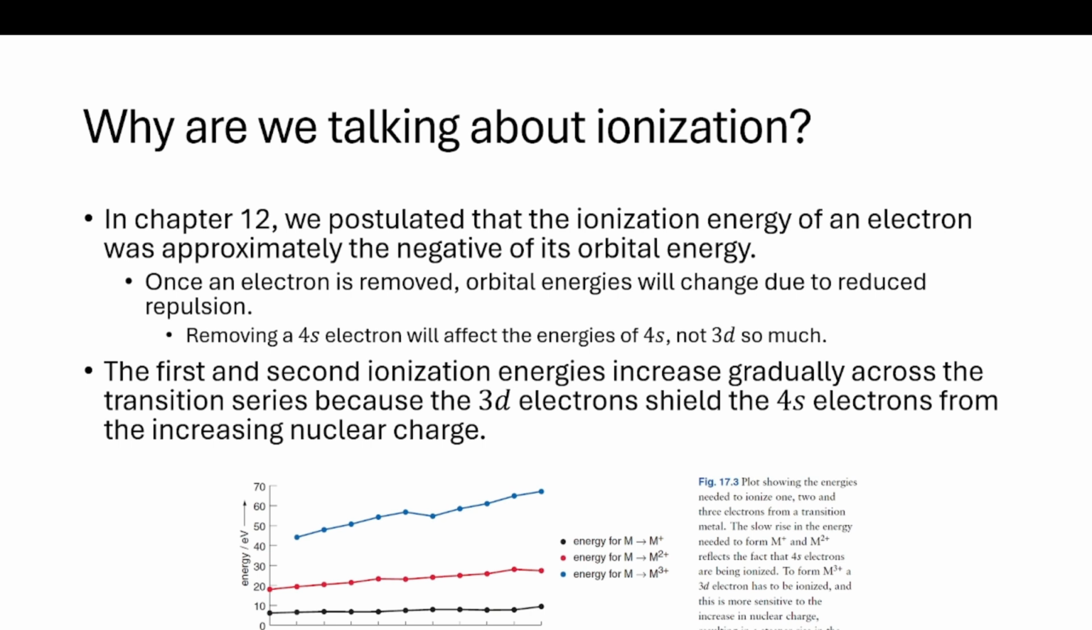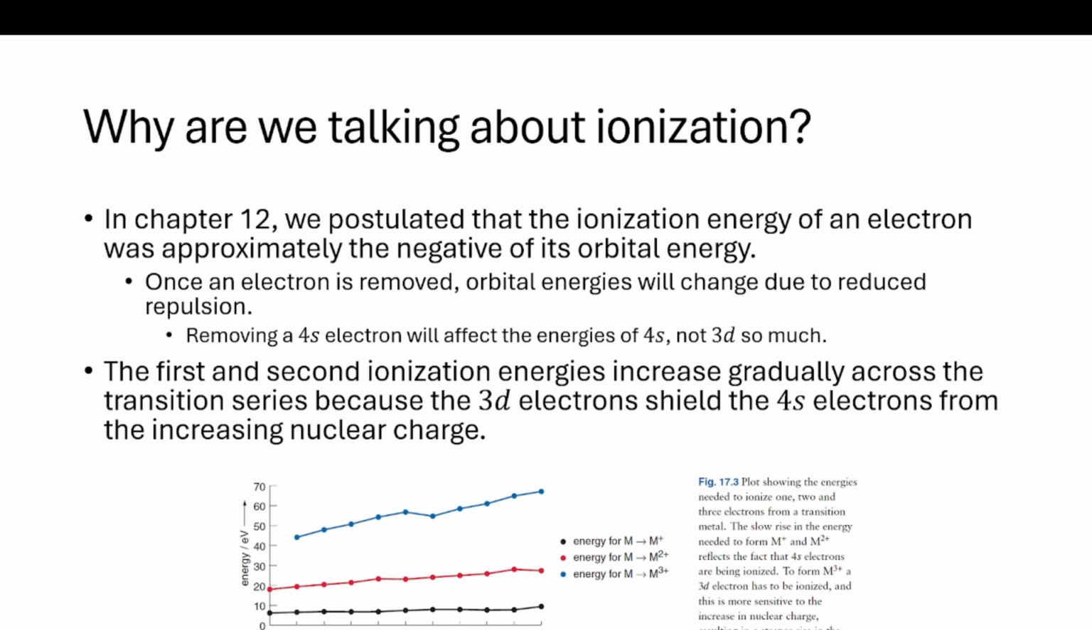Now, here's a quick thing about orbital energies. So, in chapter 12, which was actually chapter 2, I accidentally put that typo there, but in chapter 2, we said that the ionization energy of an electron was approximately the negative of its orbital energy. And it conceptually makes sense, because if we remove an electron with some amount of energy, then we must have overcome that orbital energy barrier. So we can just say that the ionization energy is the negative of the orbital energy as a quick approximation.